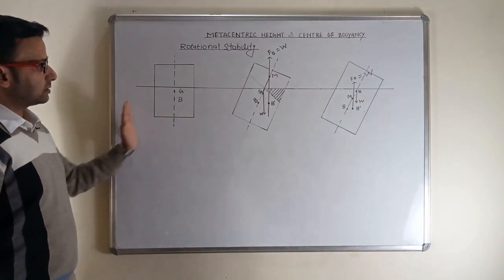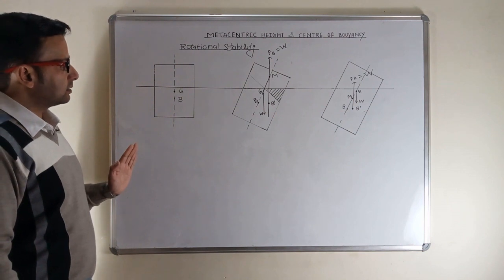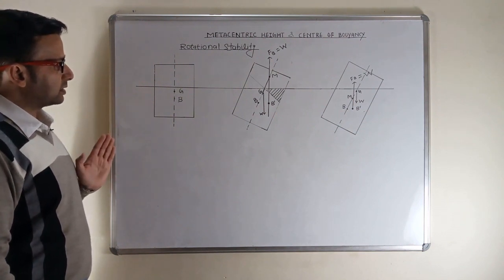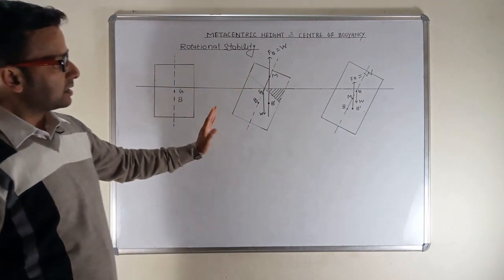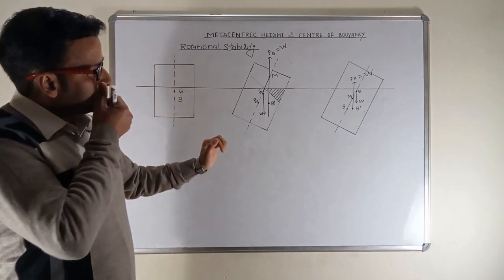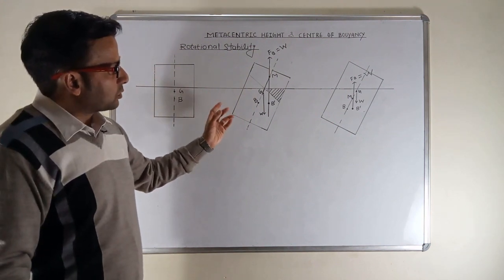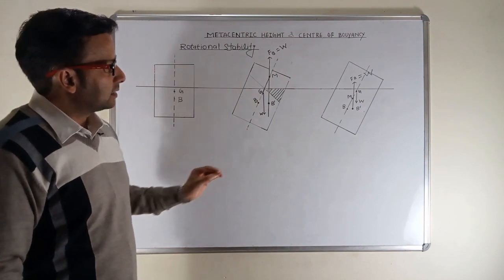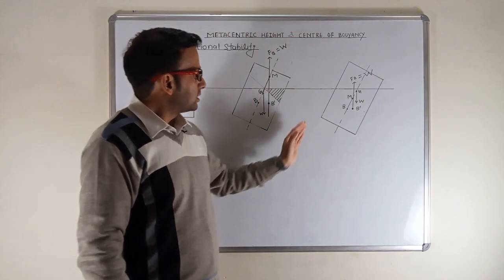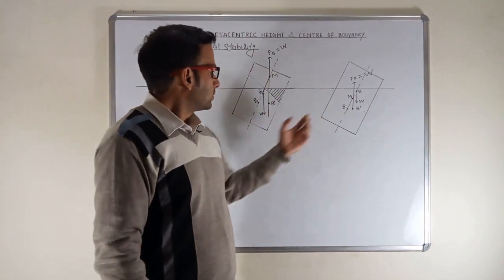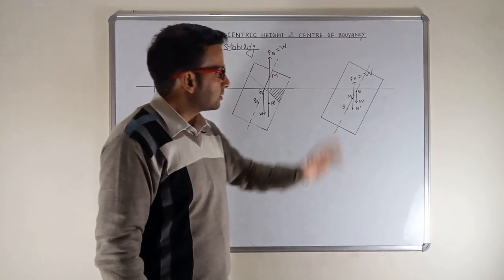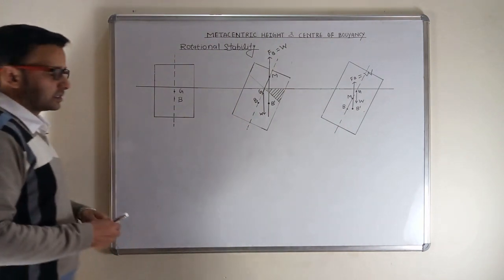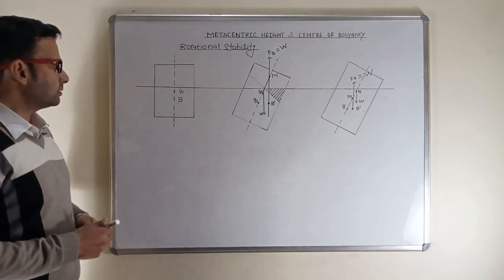In the first condition, the body is vertical. There is no rotational displacement. In the second case, I just give a little rotational displacement to the body towards the right side, and in the third condition also a rotational displacement was given. So let's discuss them one by one.